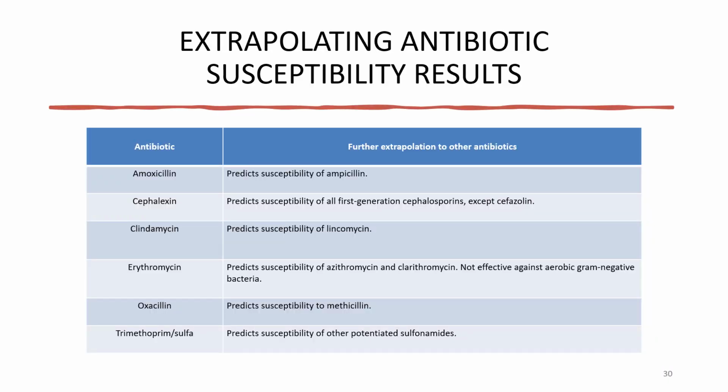Also, it is not possible for each antibiotic to be reported on the microbiology report. So the results are extrapolated to other antibiotics. For example, cephalexin predicts susceptibility to all the first generation cephalosporins. Erythromycin predicts susceptibility to azithromycin and clarithromycin. So instead of reporting all the antibiotics, erythromycin is reported in the microbiology report. Instead of reporting all the first generation cephalosporins, cephalexin is reported. So that is called extrapolating the antimicrobial sensitivity.